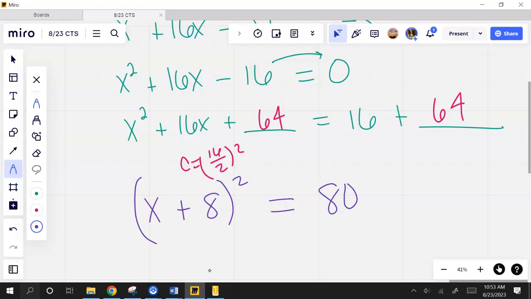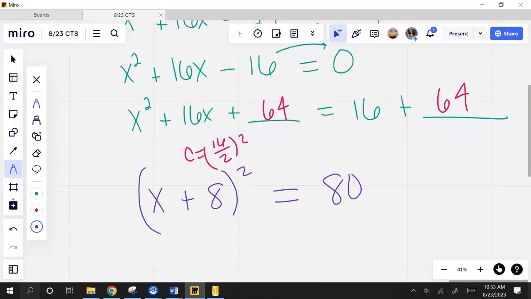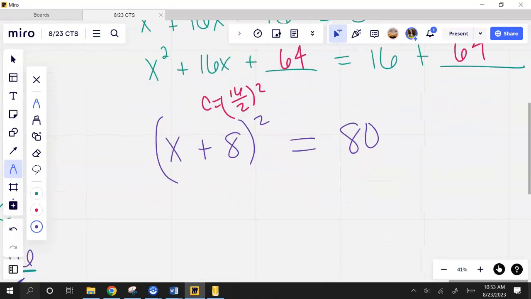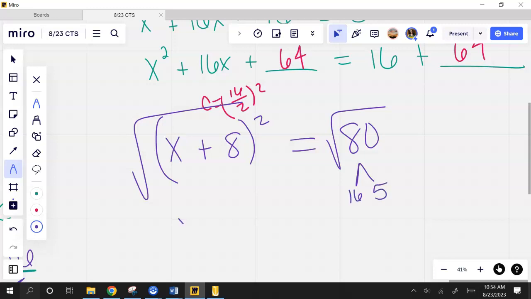Leah, you're going to be really excited to see all these radical properties we're fixing to do with this one. Yep. When I do square root, I got to split it up, 16 and 5, right? So now I have x plus 8, bless you, equals 4 square root 5. I'm going to do the plus or minus in front of here.